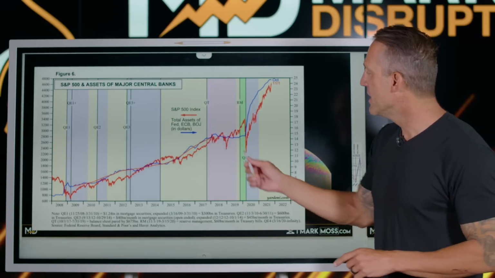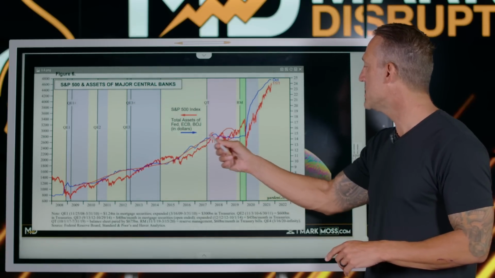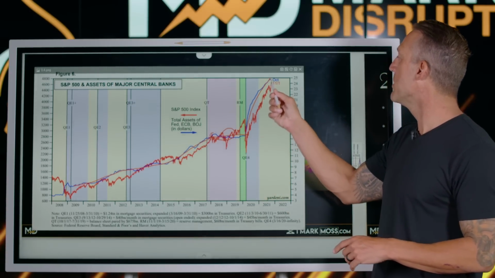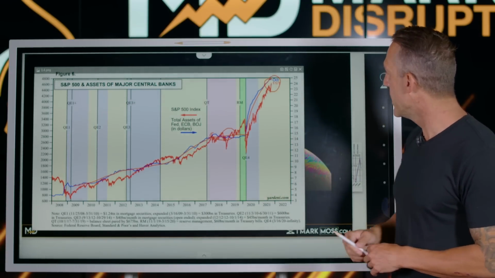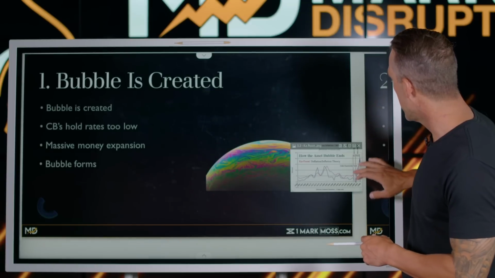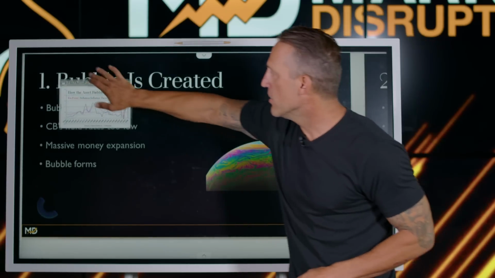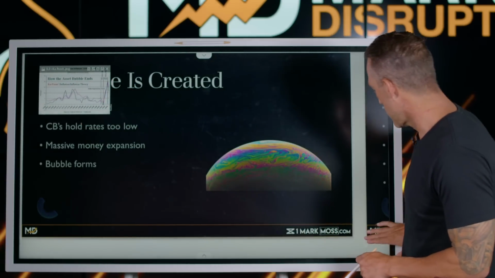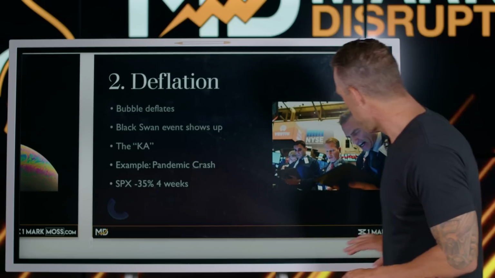Are you starting to see a correlation here? When we have this big move up in the central bank balance sheet, we have a big move up in the S&P 500. Now, I'm not going to go into that chart. We'll break it down a little bit better in a second.